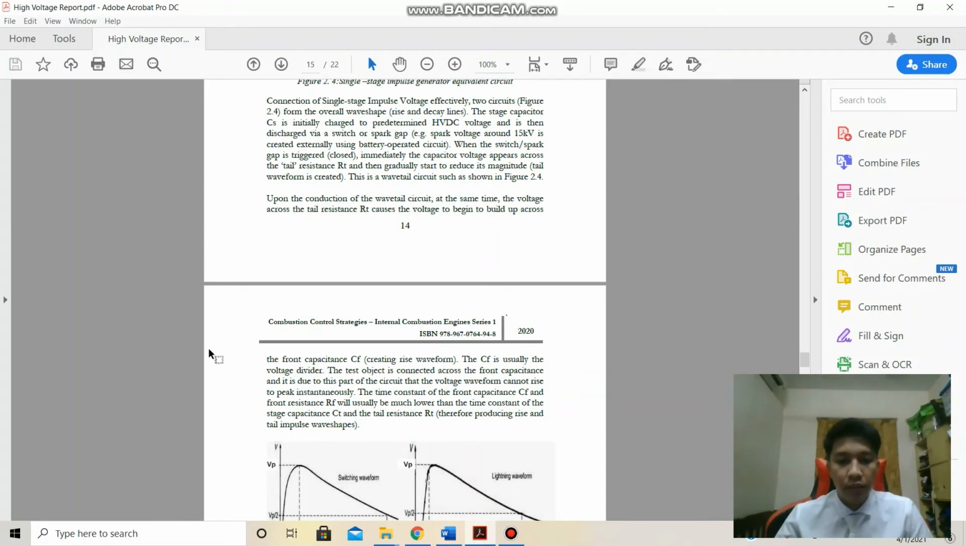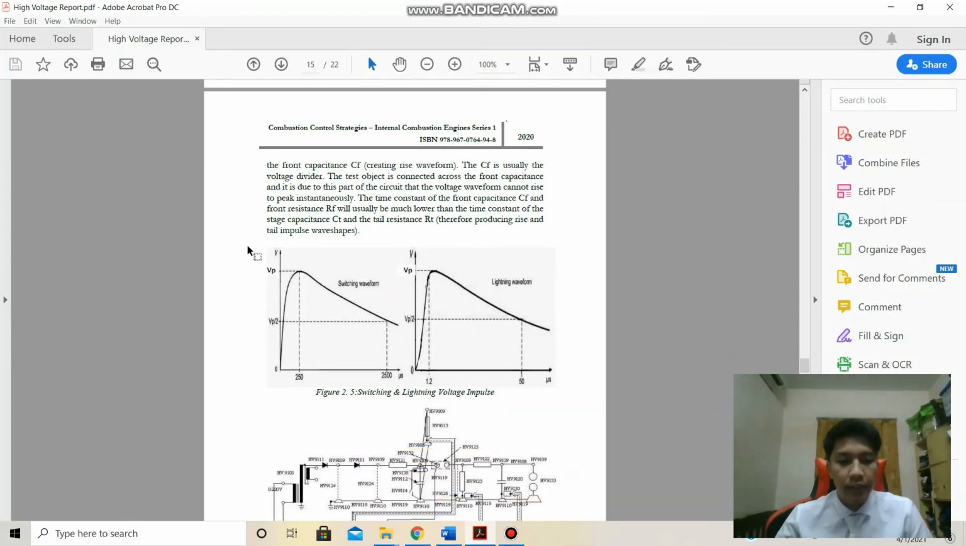And this is usually the voltage divider. The test object is connected across the front capacitor, and due to this part of the circuit the voltage waveform cannot rise to peak instantaneously, and the time constant of the front capacitor and the front resistance will easily be much lower than the time constant of the stage capacitor.